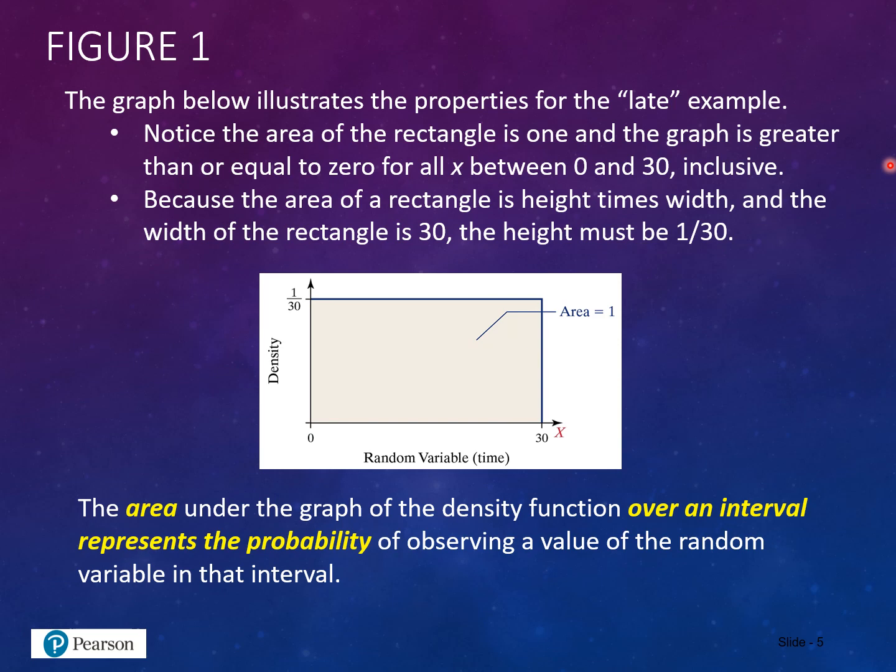The area under the graph of the density function over an interval represents the probability of observing a value of the random variable in that interval. So if we looked at the area of the graph between 5 and 10, the area under that sector would give us the probability that someone would be between 5 and 10 minutes late.